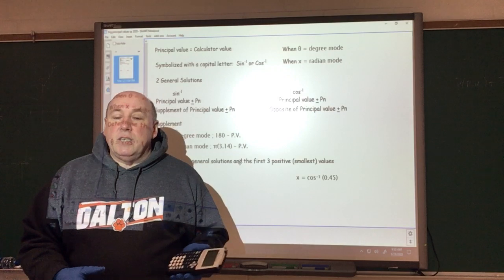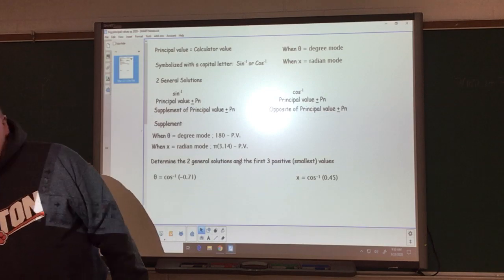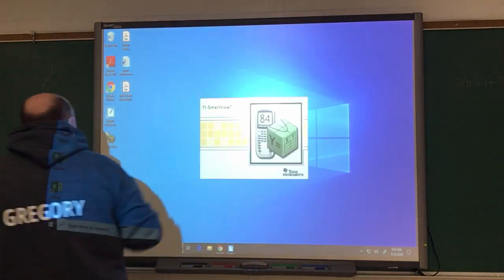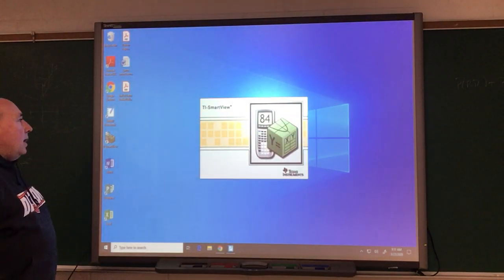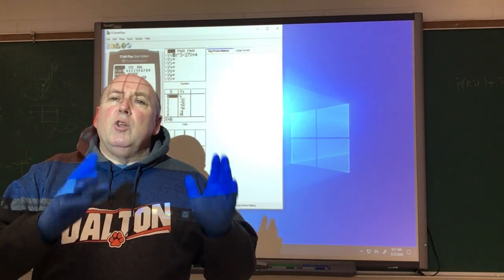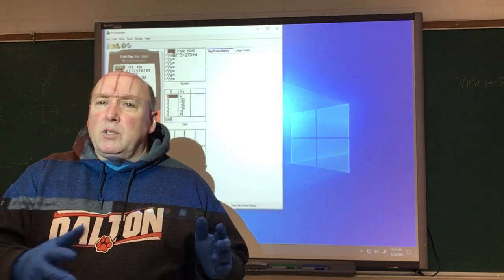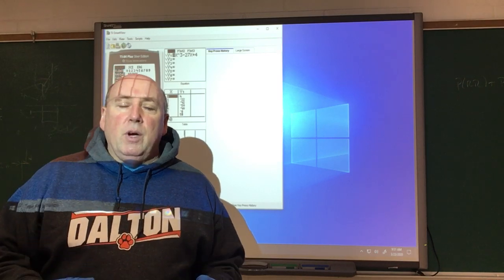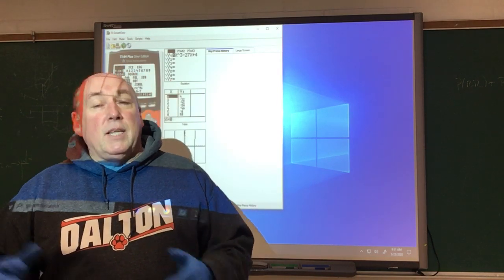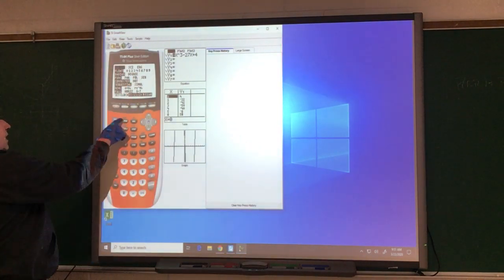You just hit your second function, then your mode button, and you can switch between radians and degrees. You have to continue to check. My suggestion, as you're working through the worksheet, is to do all the theta problems first. They're all in the left-hand column, and then go to your radian column so you're not flipping back and forth, because sometimes you'll forget to flip back, and that's an issue. So do all your theta problems, then switch to radian mode, and then do all the radian problems.